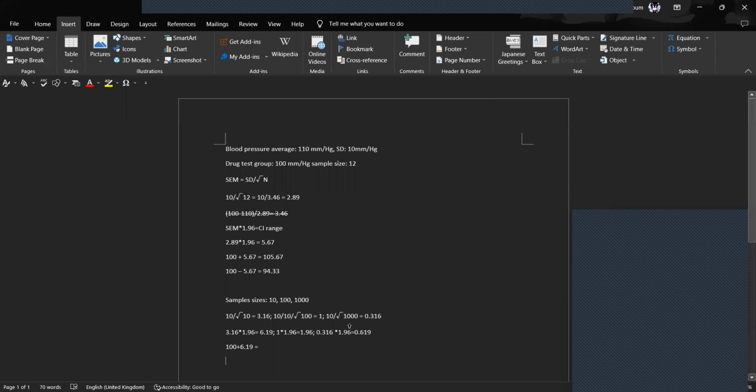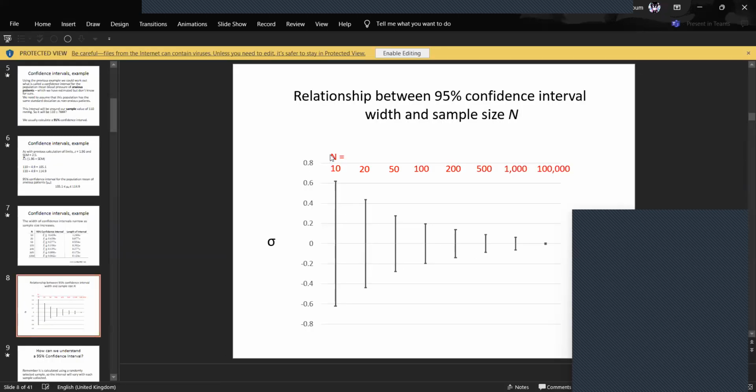Okay? And we can actually see that in a graph if we look here. So as you can see, the sample size is going up, and the distribution or deviation of the confidence interval around the mean gets smaller and smaller, until it's basically almost nothing, right? If you have a really big sample size.